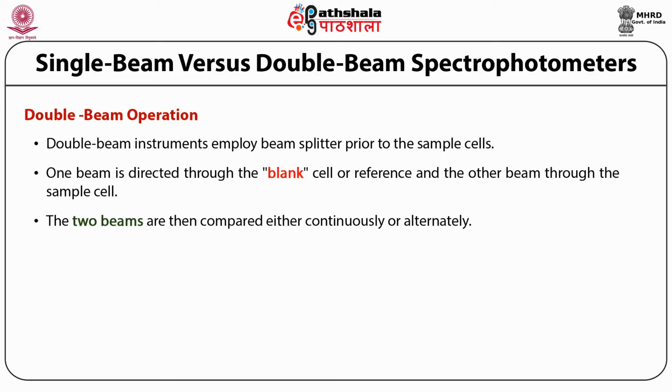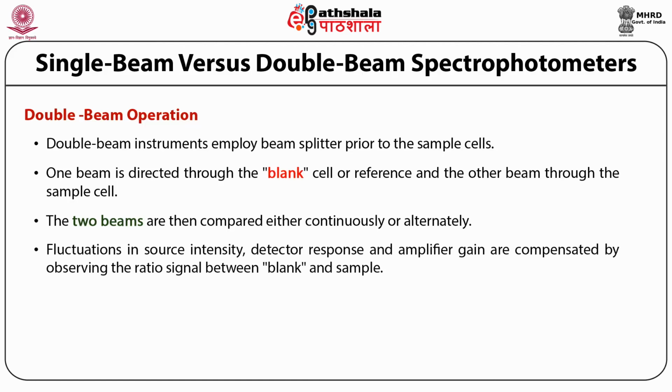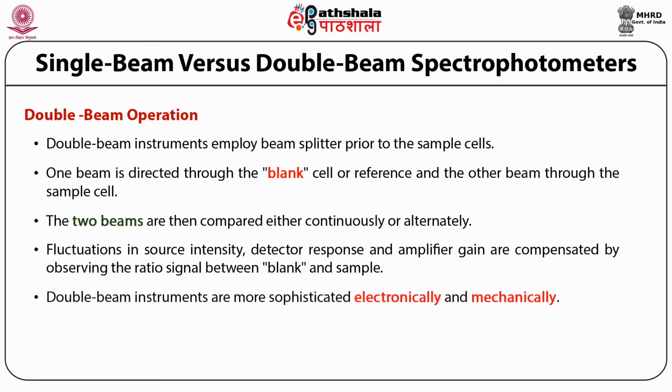Thus, in the double beam design, fluctuations in the source intensity, the detector response, and amplifier gain are compensated for by observing the ratio signal between blank and sample. Double beam instruments are more sophisticated electronically and mechanically than the single beam design and therefore are more expensive.